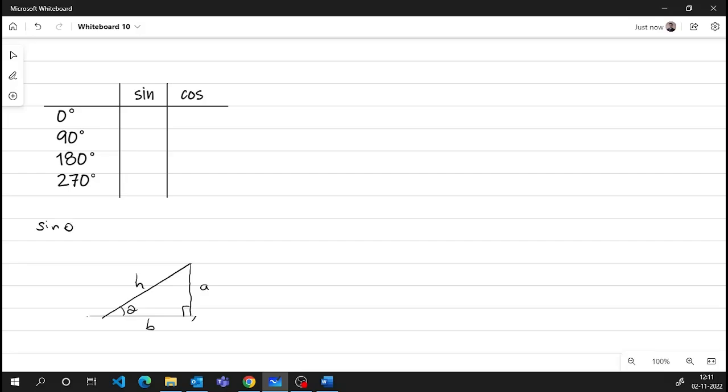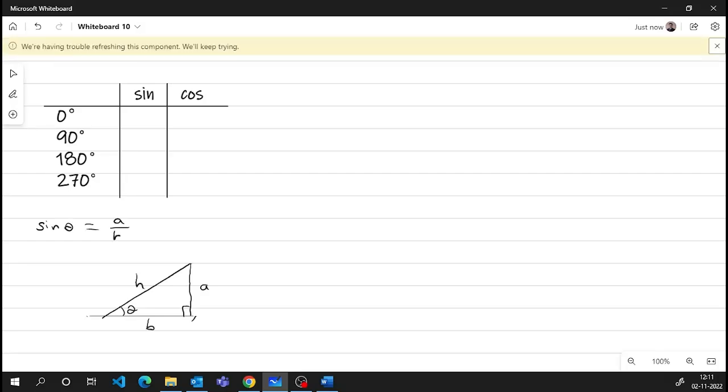Sine theta is nothing but the opposite side upon the hypotenuse, and cos theta is the adjacent side upon the hypotenuse. Now, having got these basics clear, you might still be wondering how does it map to these angles 0, 90, 180, and so on. And for that, I'm going to introduce you to a great method called the unit circle method.